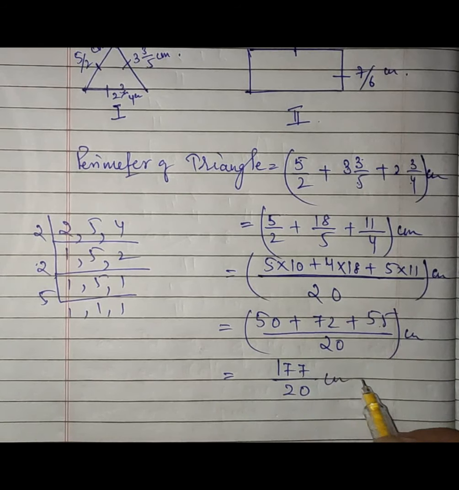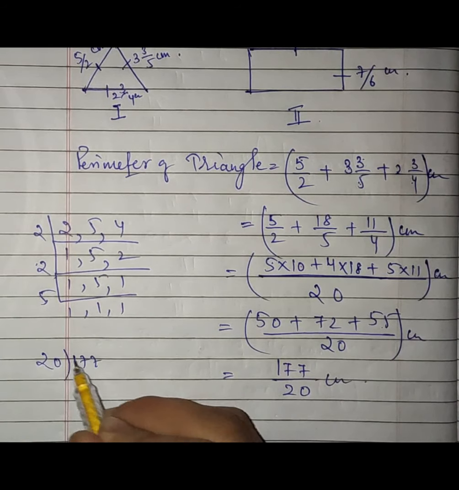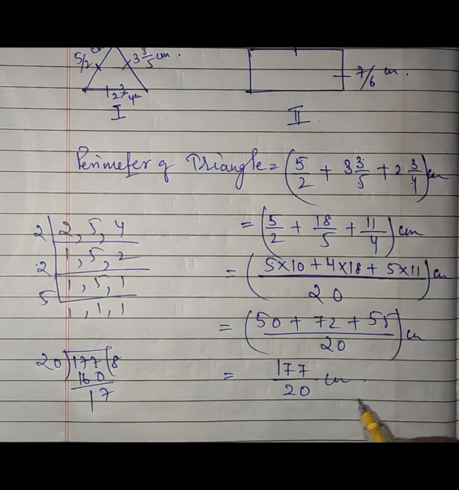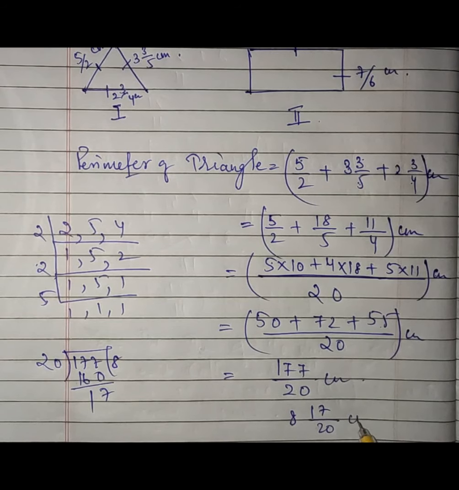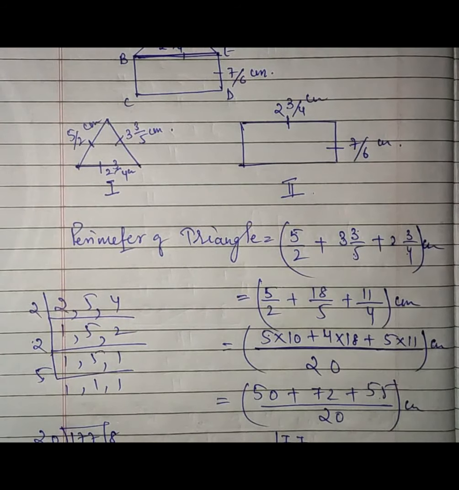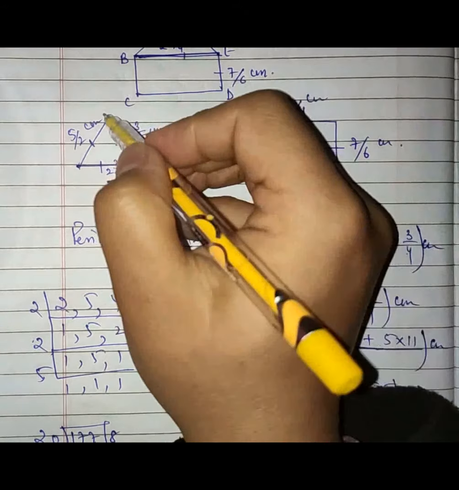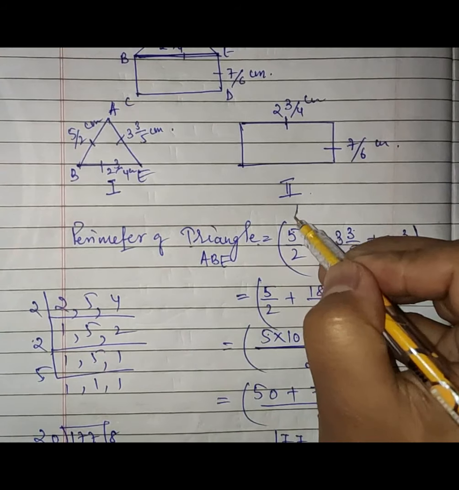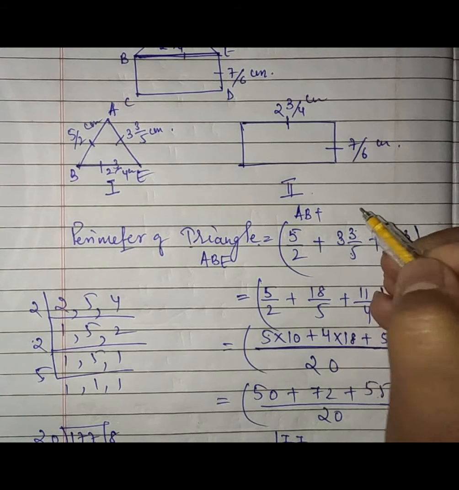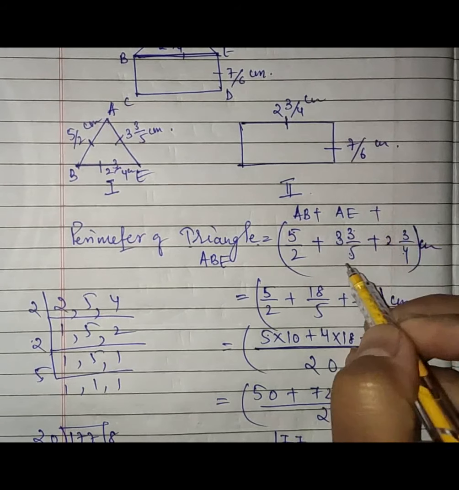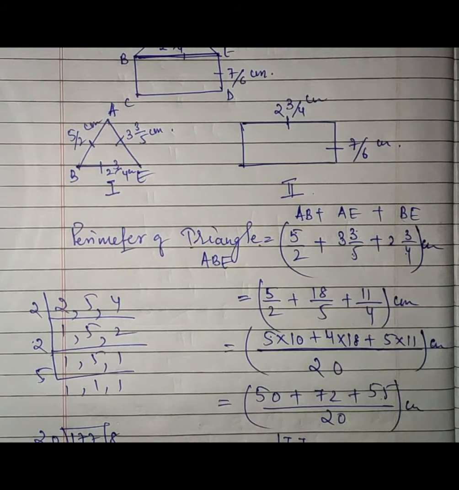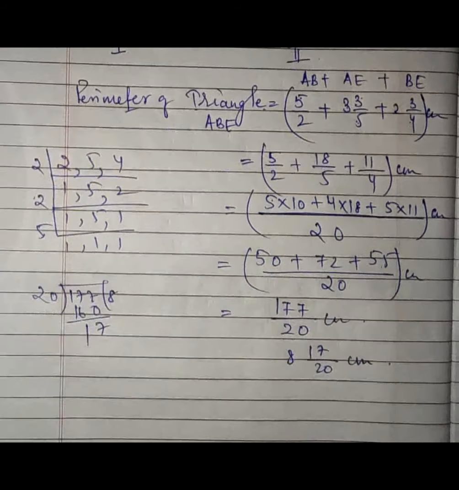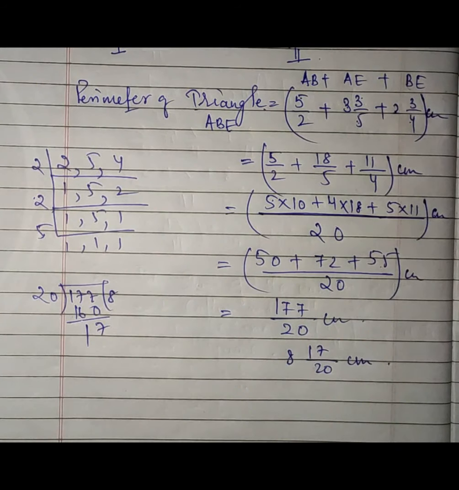So we can convert this into a mixed fraction. It is 8 whole 17 by 20 centimeter. All right. So what is the name of the triangle? The name of the triangle is ABE, and the sides are AB plus AE plus BE. We can write it like this also. So with this we got the perimeter of the triangle. It is 8 whole 17 by 20 or 177 by 20 centimeter. All right.